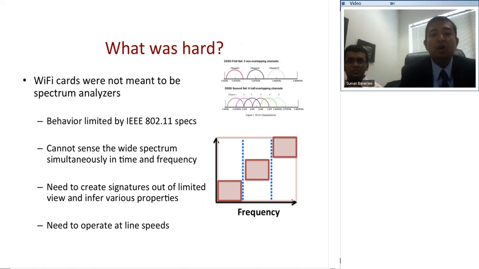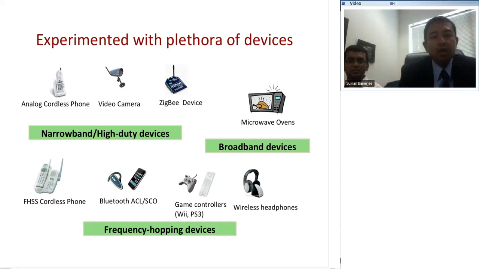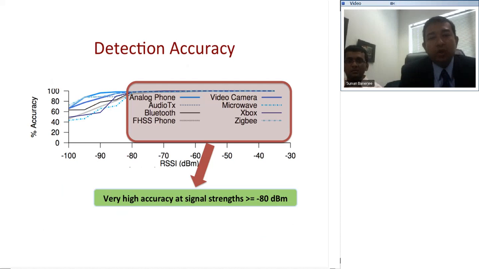So we have actually developed algorithmic techniques based on the limited view Wi-Fi cards provide us to achieve the detection ability that was necessary for this work. Instead of going into the gory details of how the system was specifically built, we will focus on experimental results that we have done with a large plethora of non-Wi-Fi devices. And I'll give you two quick snapshots.